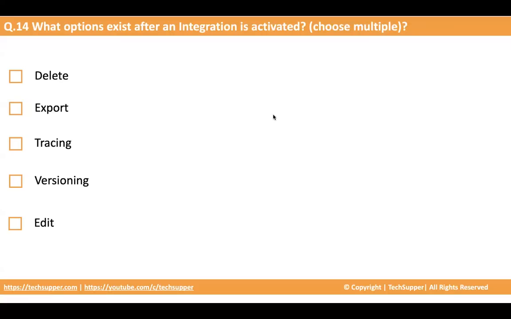Delete? I don't think so. Delete doesn't look like the correct answer. Export? Yes, we can export the integration. Tracing? Yes, we can enable or disable the tracing after an integration is activated. Versioning? Of course, we can do the version. Edit? Yes, we can edit the integration. Correct answers are export, tracing, versioning, and editing. So here are the correct answers. Okay, now let's get into the next question.